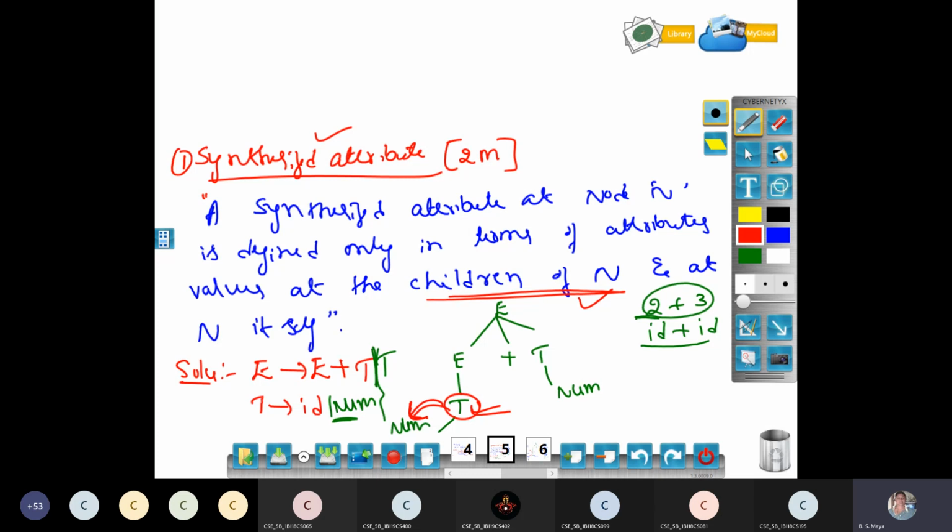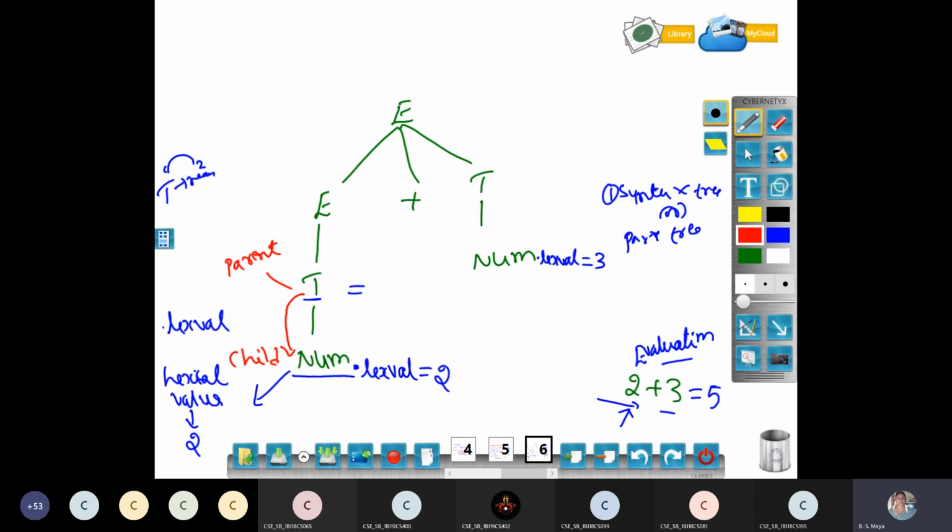Clear? According to my definition, T can be defined as a synthesized attribute. Can I take T as a synthesized attribute? Yes, ma'am. If you want a synthesized attribute, you can write SYN, or you can take T.val, anything. But somewhere else you put a note: I am considering value as a synthesized attribute. Or you can write SYN as a synthesized attribute. Wherever you want, you can use only SYN. Any doubt?